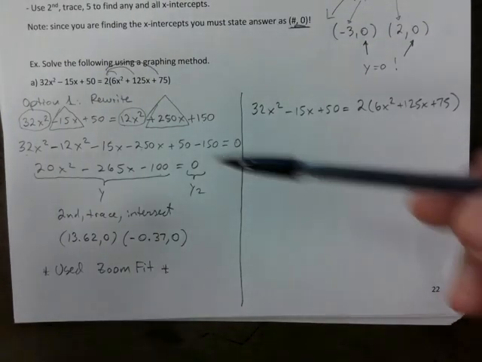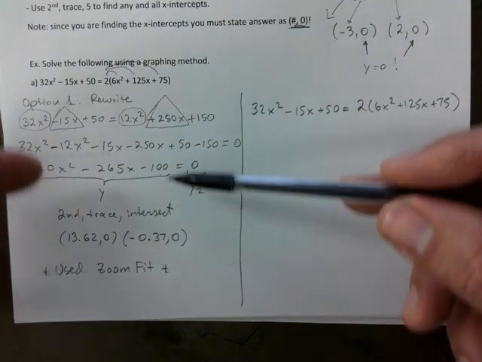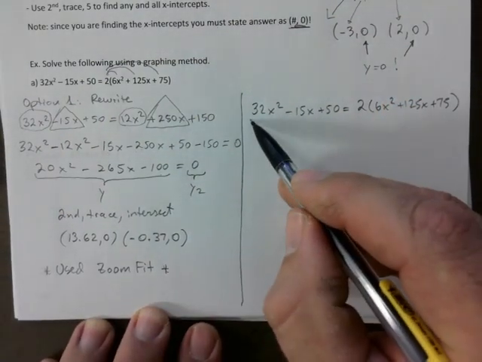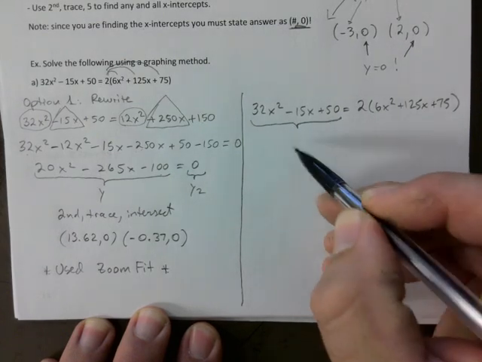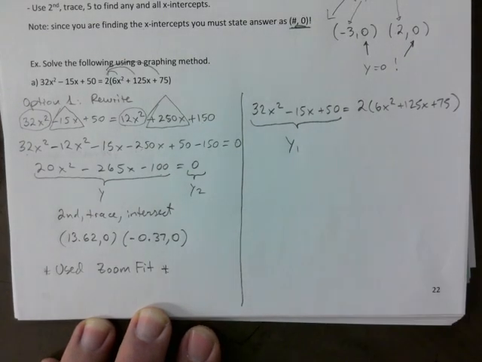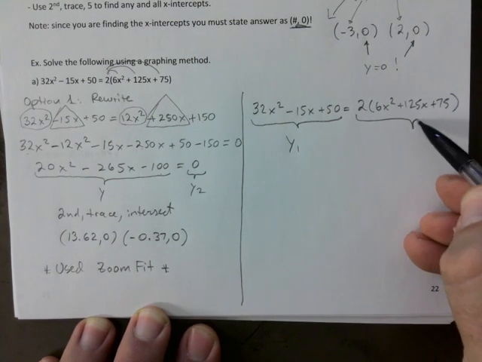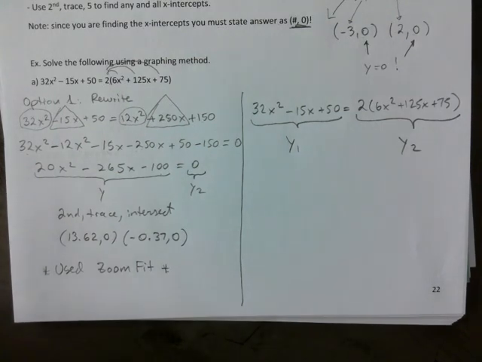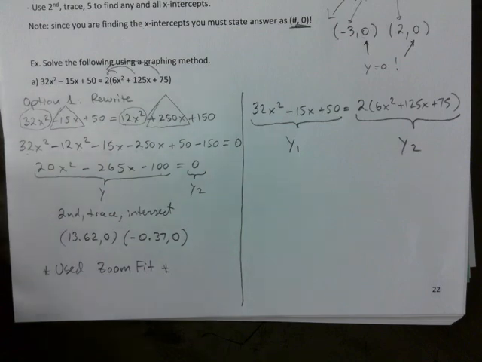For example, this is all the work that I would have wanted to see if you chose option 1. Option 2, you literally just put the left-hand side into y1, and you put the right-hand side into y2. That's it. Exactly the way you see it. That's key. So I want you to try that. And I think Zoom Fit is going to be our friend here again.